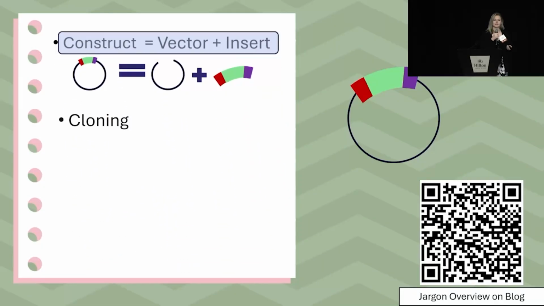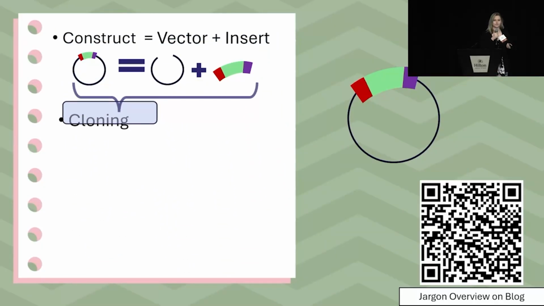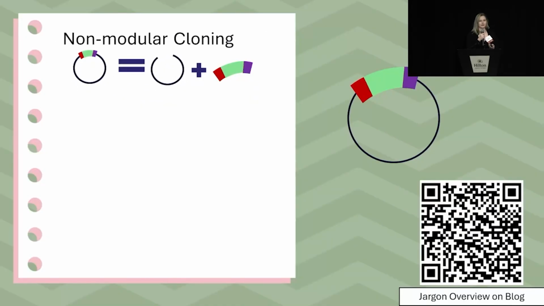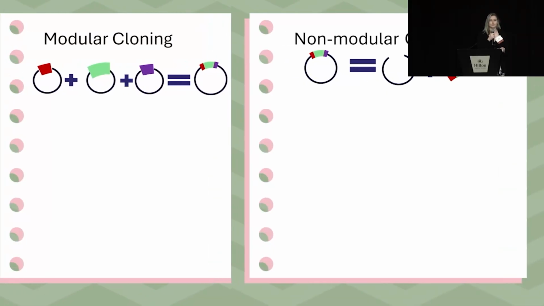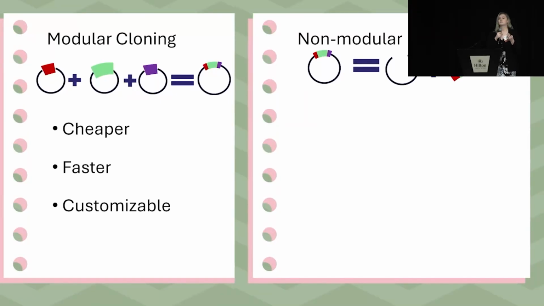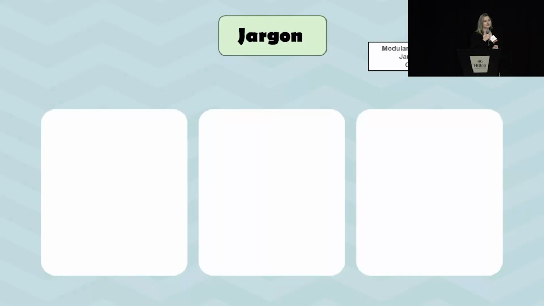And the action of doing this is what's called cloning. Now, this image is actually showing non-modular cloning, but today's presentation is going to go over modular cloning. So you can see how they're different, how each element is isolated into its own plasmid. So this makes it more customizable for you, but it also means that when you're making lots of constructs, you can do it faster and cheaper.